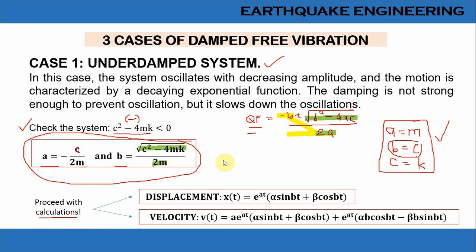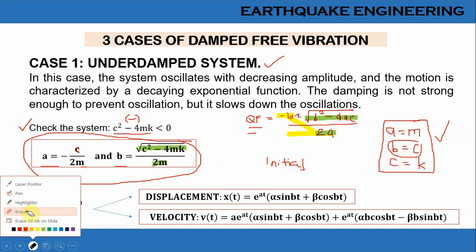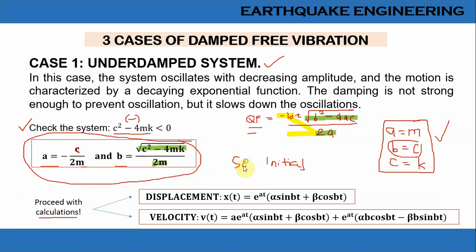Okay, first is to solve for the initial boundaries. Okay, what do we get here in the initial boundaries? So when we solve for the initial boundaries, we get the alpha and beta values, this one only.